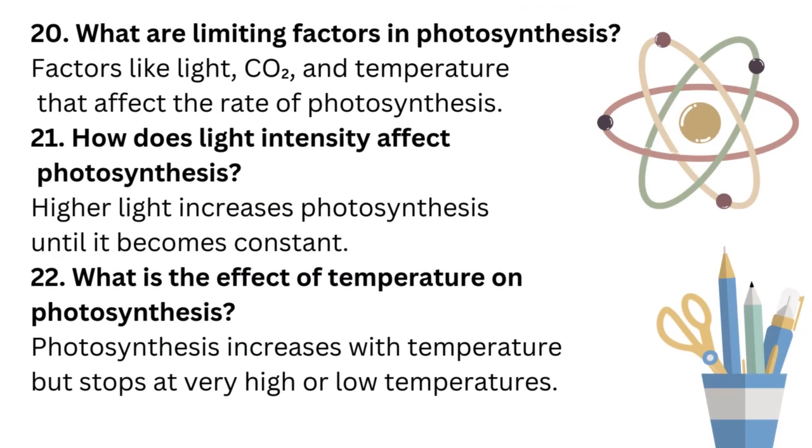What are limiting factors in photosynthesis? Factors like light, carbon dioxide, and temperature that affect the rate of photosynthesis. How does light intensity affect photosynthesis? Higher light increases photosynthesis until it becomes constant. What is the effect of temperature on photosynthesis? Photosynthesis increases with temperature but stops at very high or low temperatures.